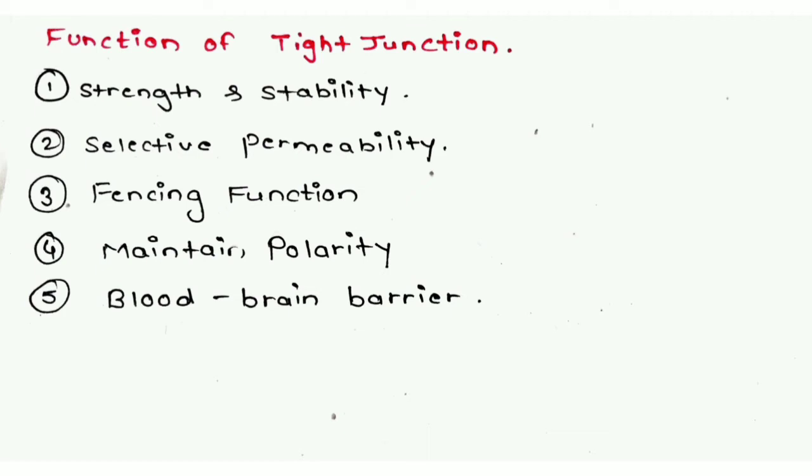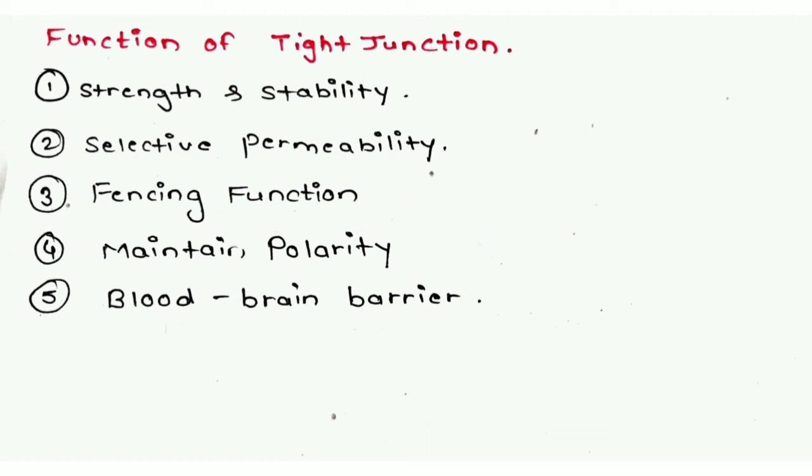Third, fencing function. Tight junction prevents the lateral movement of protein and lipids in the cell membrane, thus acting as a fence. This fencing function maintains different composition of protein and lipid between the apical and basolateral plasma membrane domains. Due to this function, the tight junction is sometimes referred to as impermeable junction.